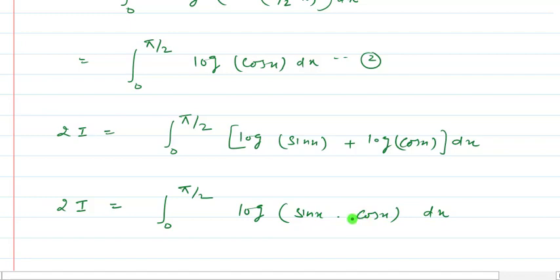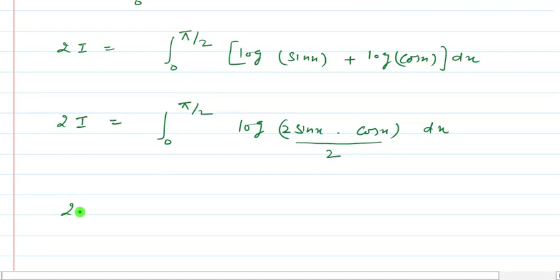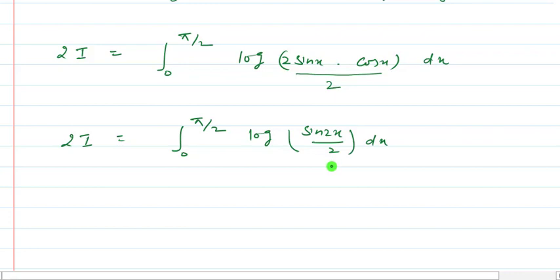Now when we have sin x into cos x, then we know if we get 2 here, it will be sin 2x. So if we are multiplying by 2, then we need to divide by 2 as well. So what are we getting? 2I is equal to the integral from 0 to pi by 2 of log(sin 2x upon 2). Again, one property of log is in front of us: log(m upon n) is log m minus log n. So this can be further written as the integral from 0 to pi by 2 of (log sin 2x minus log 2) dx.